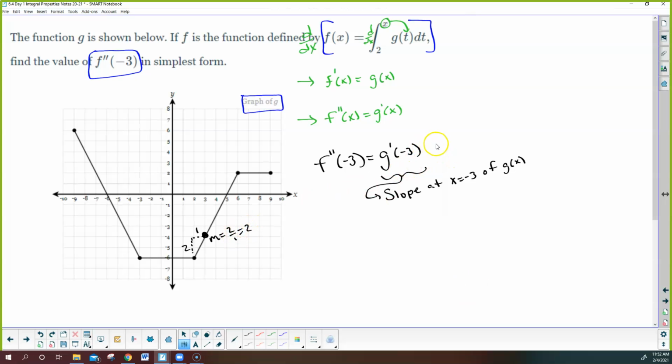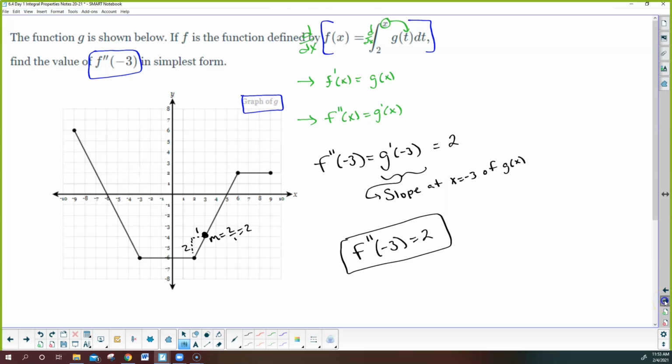And since the slope is equal to 2, that means g prime, because this is the graph of g, so g prime is the slopes. And my conclusion is f double prime at -3 is equal to 2. Okay? We couldn't have made any of these conclusions until we figured out how f and g were related. Okay? And it dealt with the derivatives.